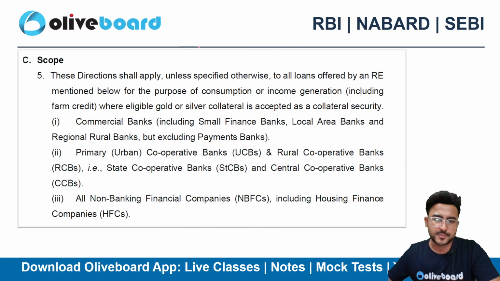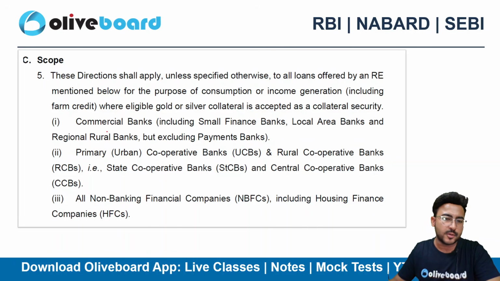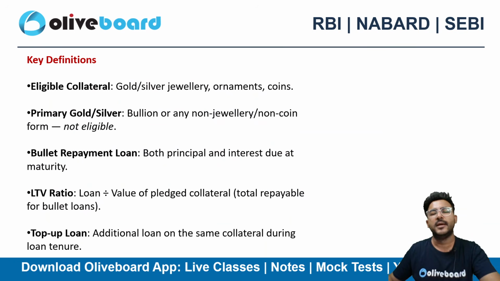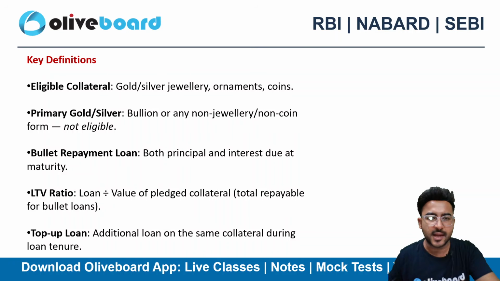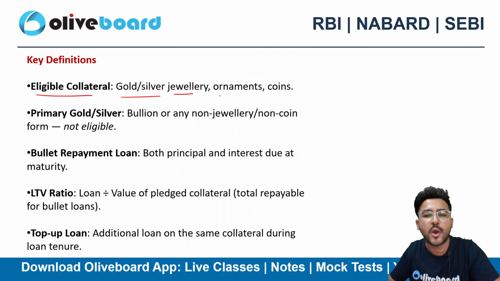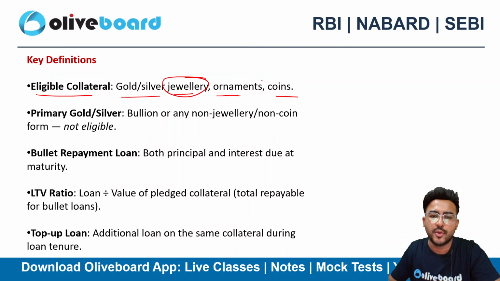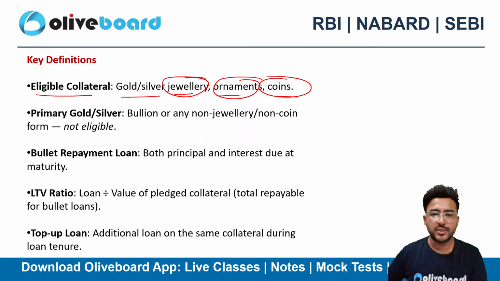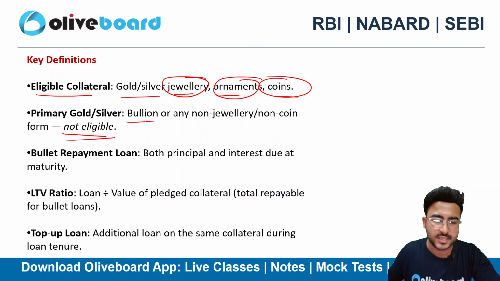If I talk about the scope, broadly this is applicable to commercial banks, primary cooperative societies, rural cooperative banks, and all the non-banking financial companies, including the housing finance companies. So broadly all the regulated entities are covered. If I talk about definitions, then eligible collateral will obviously be gold, silver, jewelry, ornaments and coins. Do remember, no pure gold or silver is allowed as of now. Only jewelry, ornaments and coins are allowed. Primary gold and silver, bullion or any kind of non-jewelry coin are not at all eligible. So bullions are not eligible here.